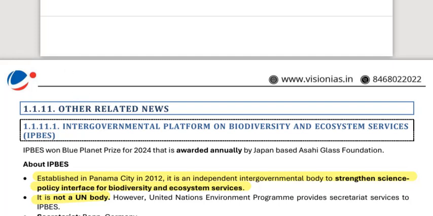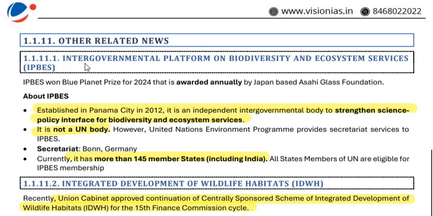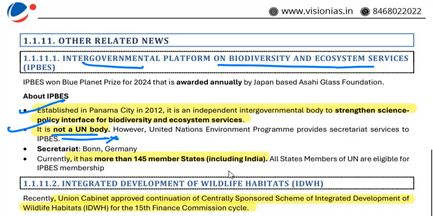Now coming to the other related news. The first is about the Intergovernmental Platform on Biodiversity and Ecosystem Services, that is IPBES. This is not very important, even though if you want to see, you can see it was established in Panama City in 2012. It is an independent intergovernmental panel to strengthen the science-policy interface of biodiversity and ecosystem services. It is not a UN body. If you want to remember, just remember that IPBES is not a UN body, and India is part of this.